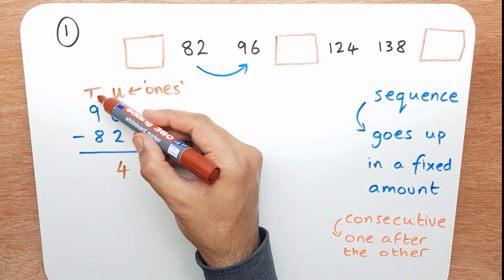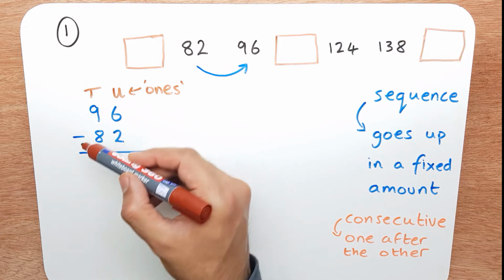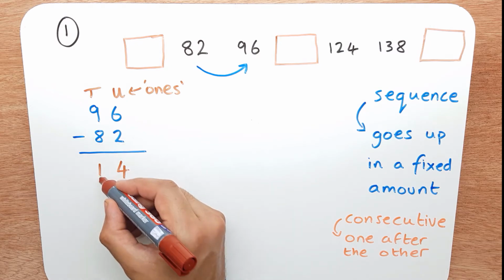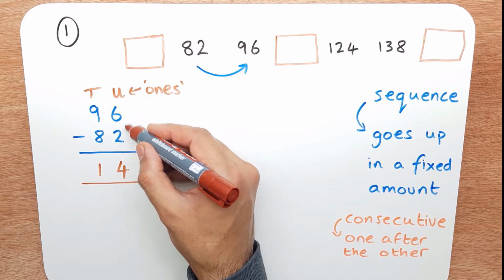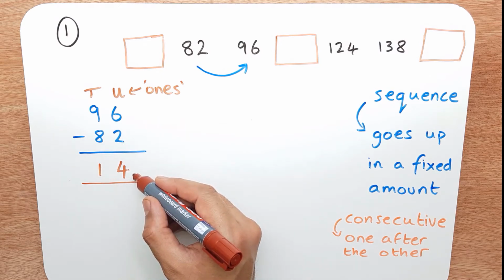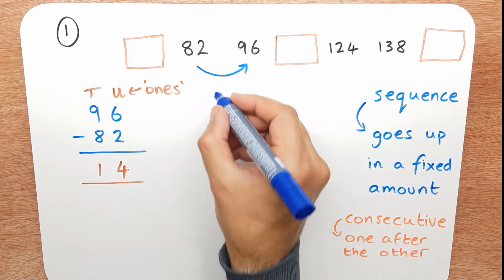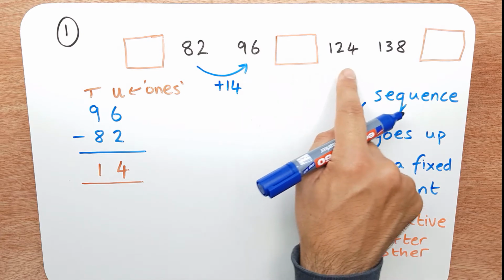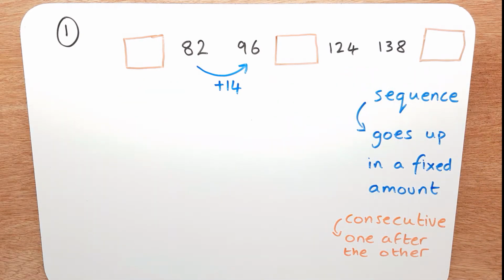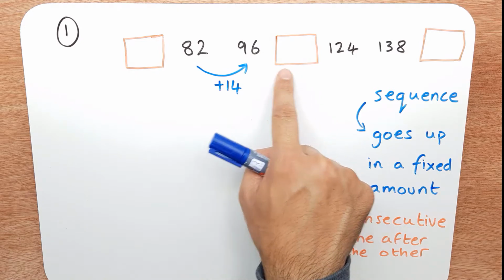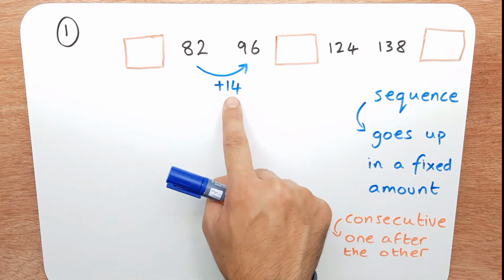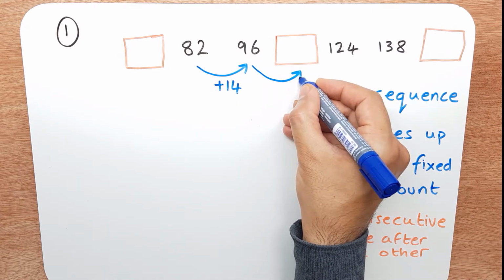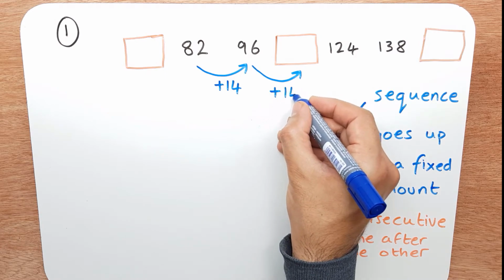Now moving on to the next column, which is the tens column. 9 take away 8, which is 1. So the difference between these two numbers is 14. So I need to add 14 every time I find my next number going up. Now, in order to find this, I need to take 96 and add 14. So I need to do the same thing again. To find this number, I need to add another 14.